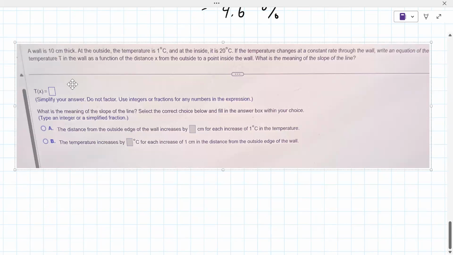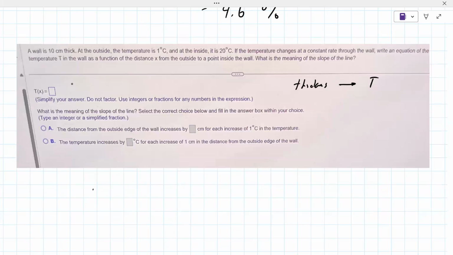The wall is 10 centimeters thick, the outside temperature is 1 degree, and on the inside it's 20 degrees. If the temperature changes at a constant rate through the wall, write an equation of the temperature in the wall as a function of the distance x from outside to a point inside the wall. What is the meaning of the slope of the line? Okay, so you have to come up with two ordered pairs. The first ordered pair is, and you have to know whether thickness leads to temperature, or temperature leads to thickness? Basically, which is the input? And they're telling you that P of x is the output.